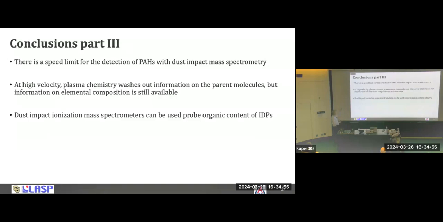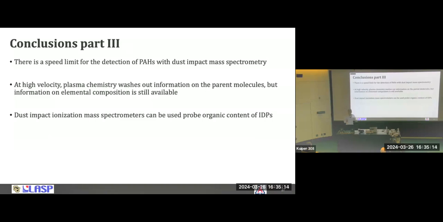Now, those are the conclusions of this part 3. There's a speed limit for the detection of PAHs when you want to detect them in these interstellar and interplanetary dust particles. And at high velocity, it's just the plasma chemistry that really dominates and takes over and washes out the information on your molecular species.